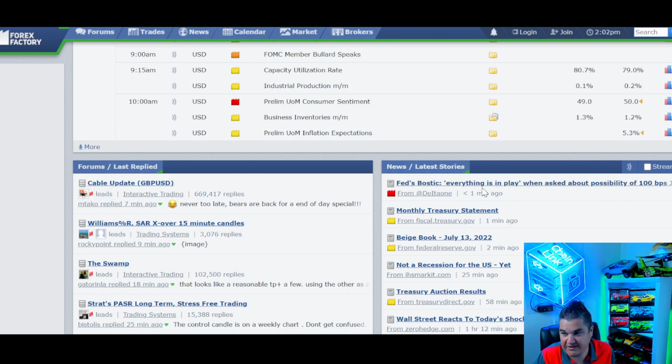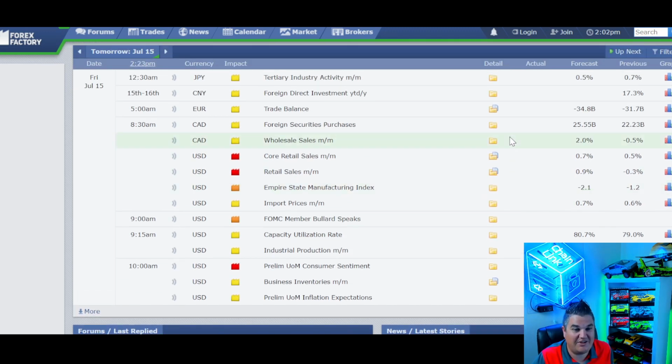And then, I talked about this in my last video. Everything is in play. Talk about the possibility of raising interest rates 100 basis points, which, if you don't follow that, means 1 percentage point, which would be rare. Usually it's raised 0.25% or 0.5%, but 1% all at once would be rare. But when you see things like everything is in play, be ready. That would definitely sway some markets. So we will see how that goes.